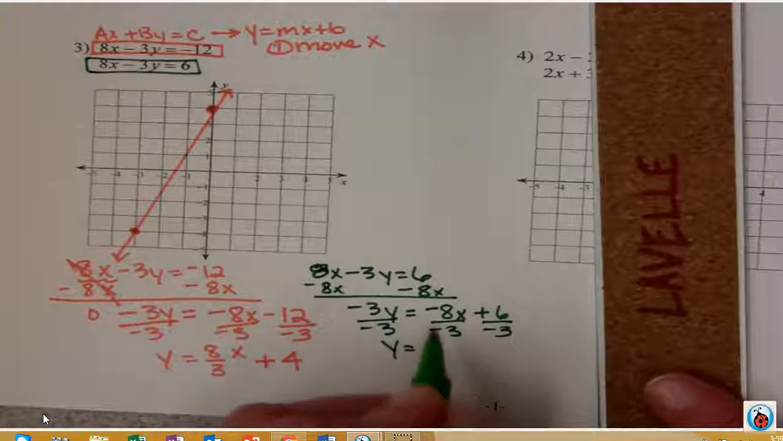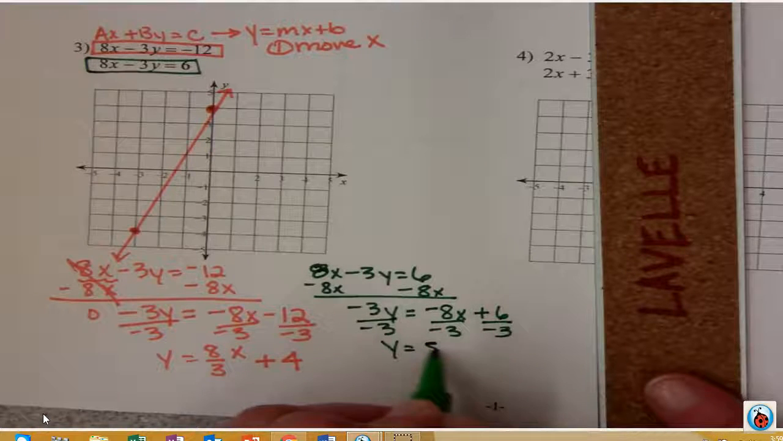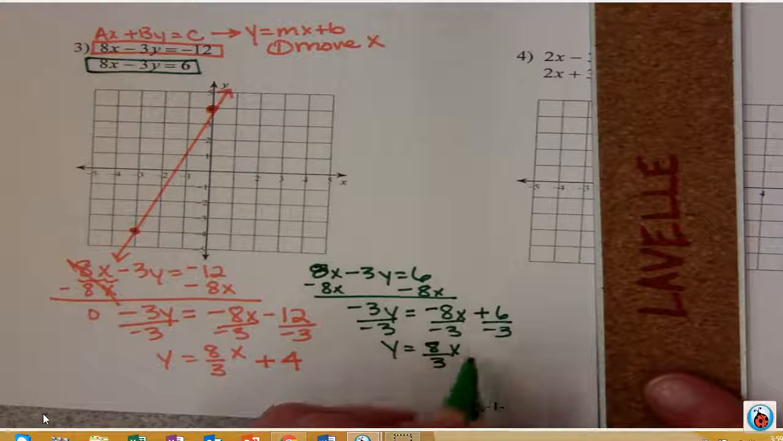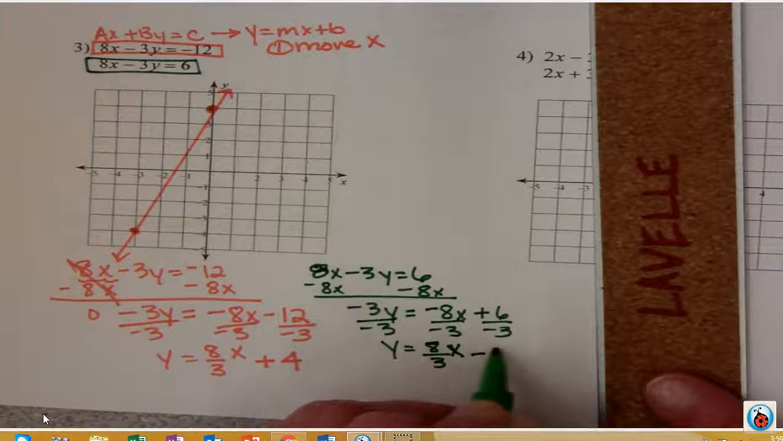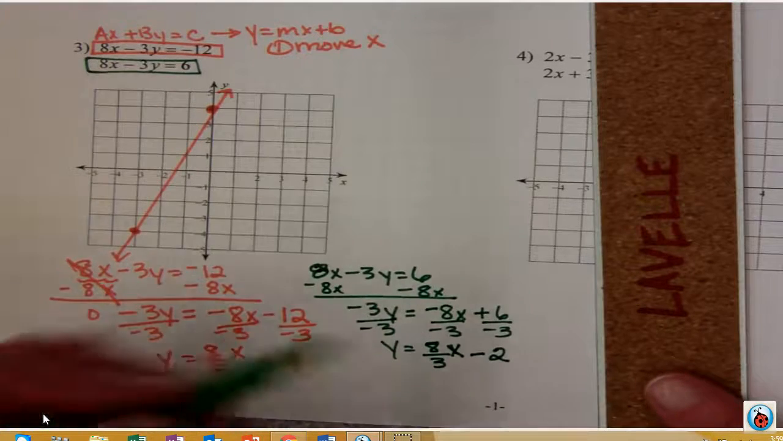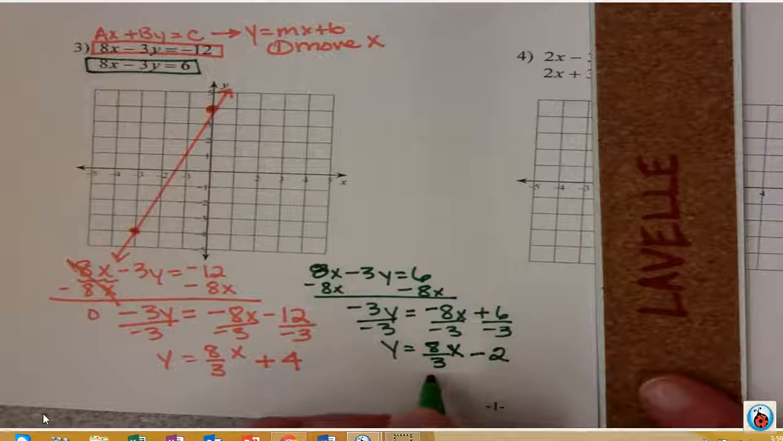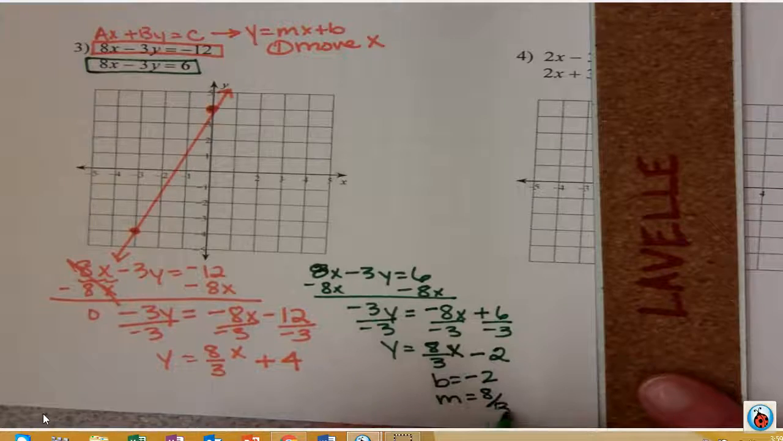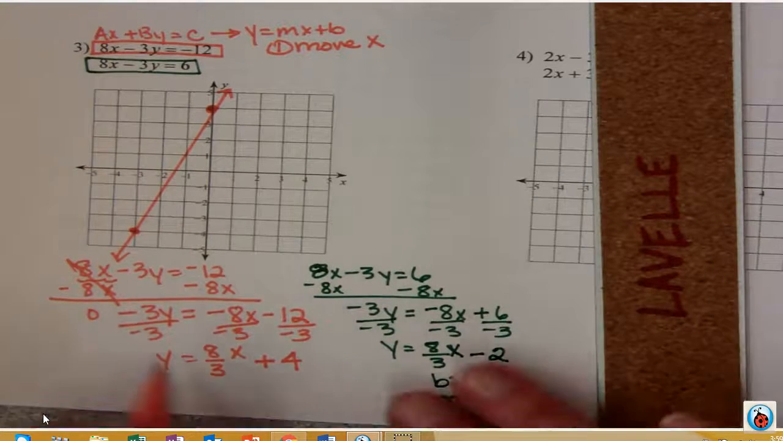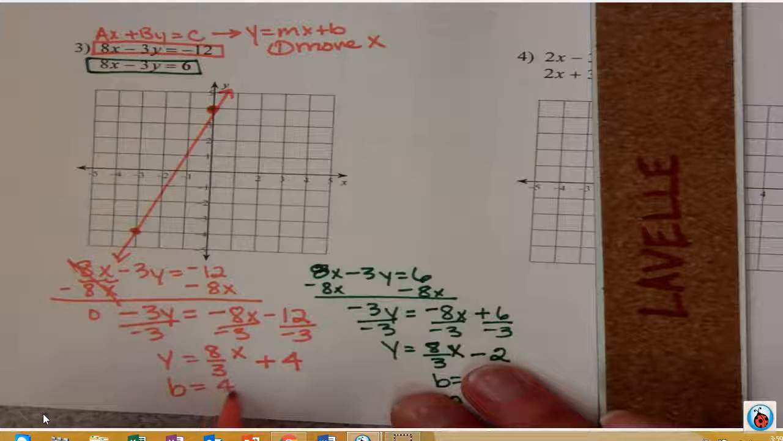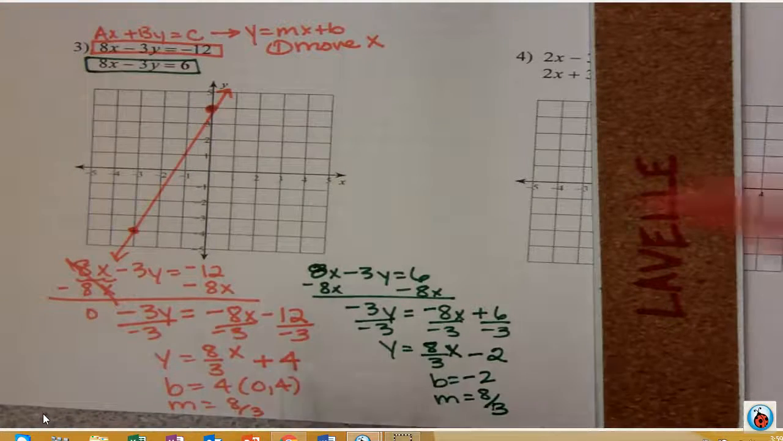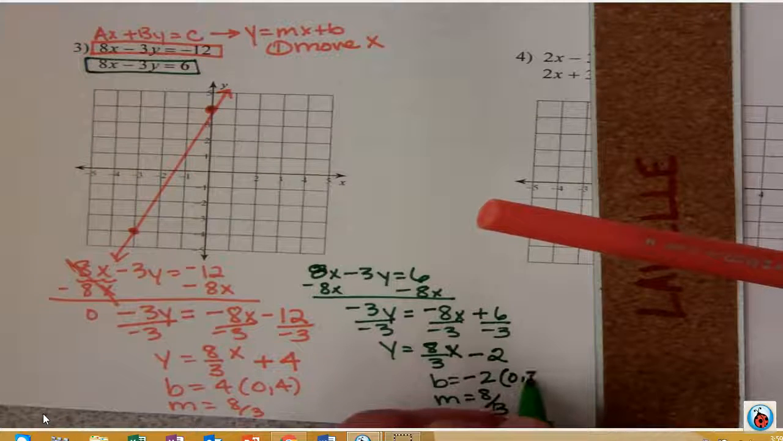and I get y equals positive 8 over positive 3x, and positive 6 divided by negative 3 is negative 2. So in this situation, my b is negative 2 and my slope is 8 over 3. In this one, my b is 4, meaning when x is 0, y is 4. And my slope is 8 over 3. So when x is 0, y is negative 2.